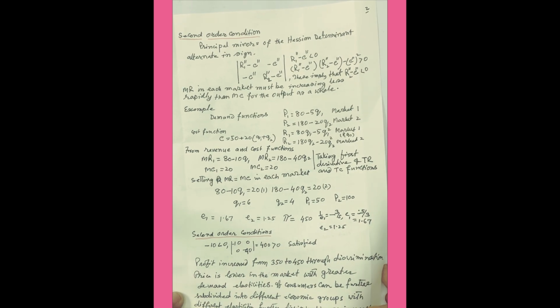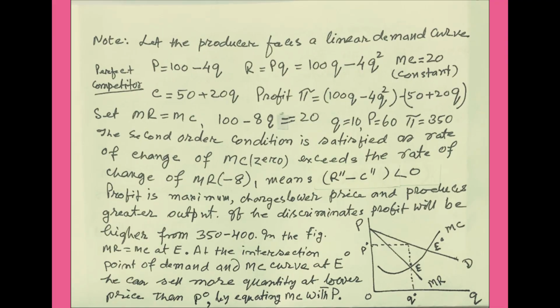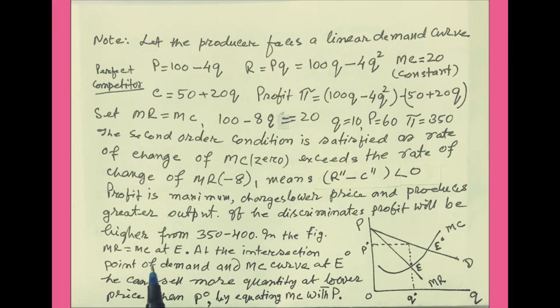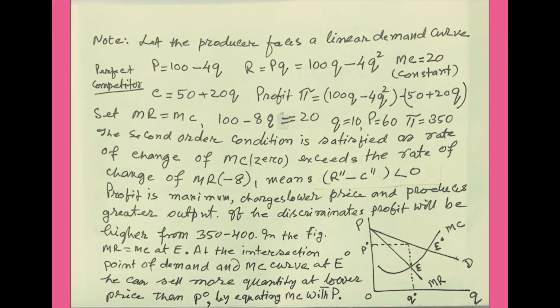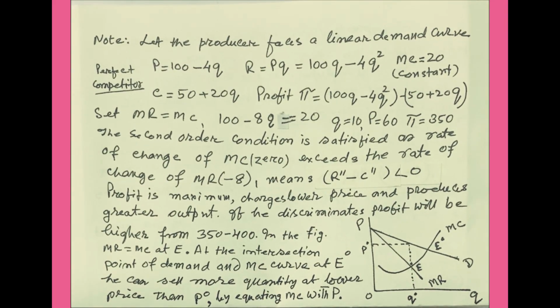Now we'll show a note. This is simply a note in support of the example. Before discrimination, it was the earlier example, but when it was discriminated, profit increased.